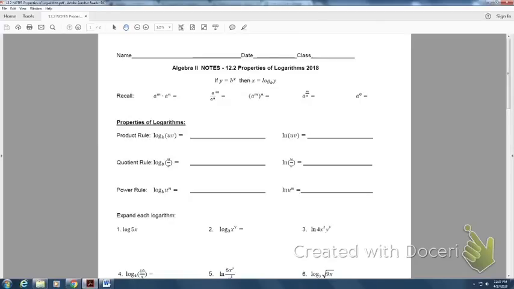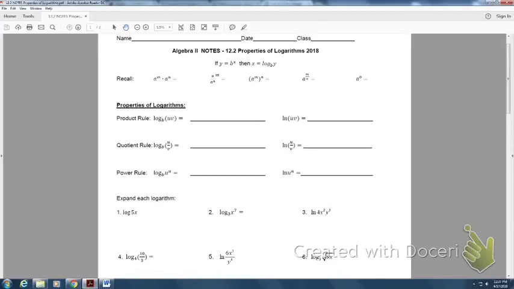So, getting into today, we're going to talk about properties of logarithms. Remember, we talked about exponential properties, which we'll review real quick at the top of these notes. Because those have properties, that means we can also have properties for logarithms, and they're very similar. So if you're good on the exponential properties, you should be fine on the logarithmic. Let's go ahead and get started.